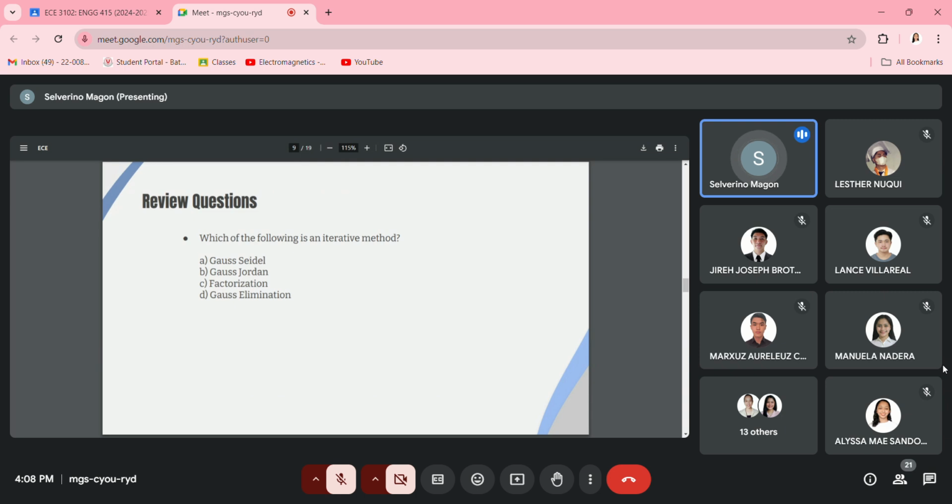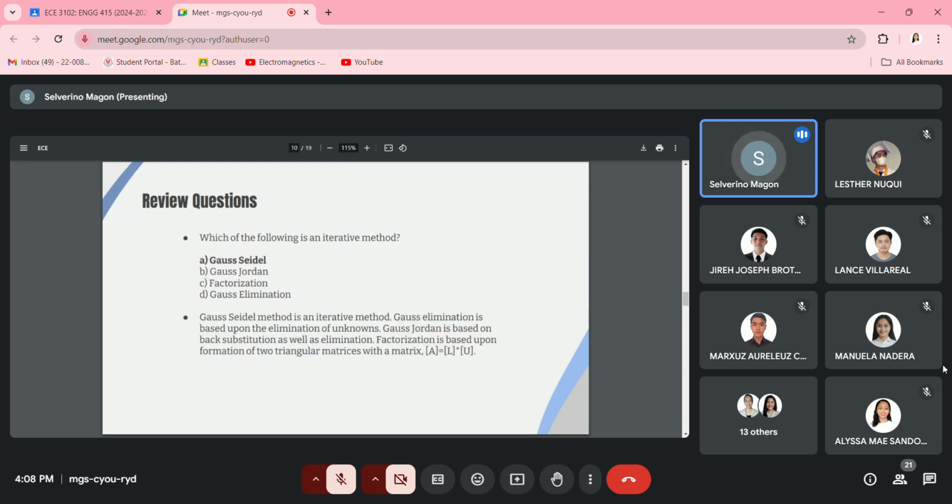so before we proceed with the implementation, let's just cover some review questions. The same kind of questions will appear in your midterm exams. So please consider the following questions. Which of the following is an iterative method based on the discussion? The Gauss-Seidel method is the iterative one.